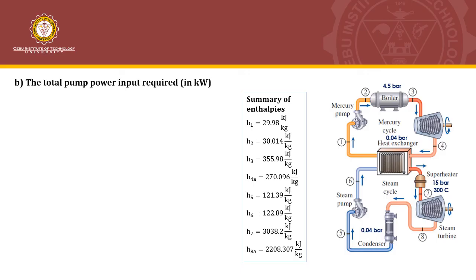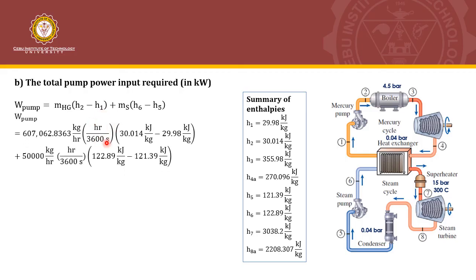Now let's proceed to the total pump work input required. We can find in the problem that there are two pumps: the mercury pump and the steam pump. So we can combine them to get this relationship here. We simply multiply the flow rates of the pumps by the change of enthalpies across the pumps.